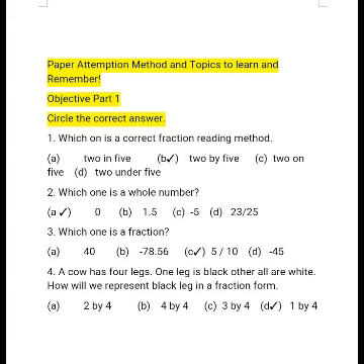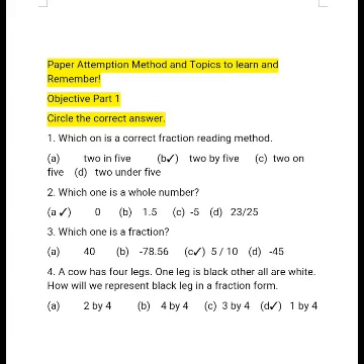Number 4. A cow has 4 legs. One leg is black, all others are white. How will we represent the black leg in fraction form? A, 2 by 4, B, 4 by 4, C, 3 by 4, D, 1 by 4. D is correct, which is 1 by 4. The correct fraction is 1 by 4.